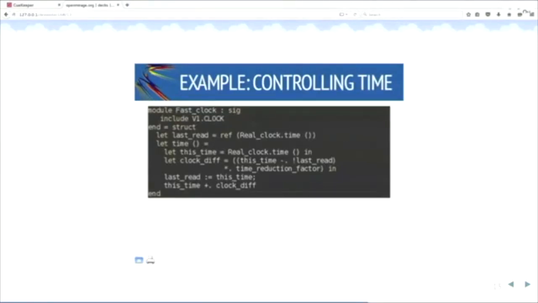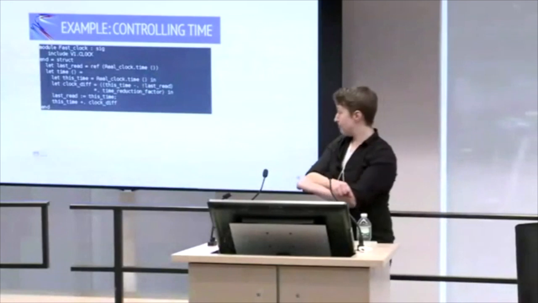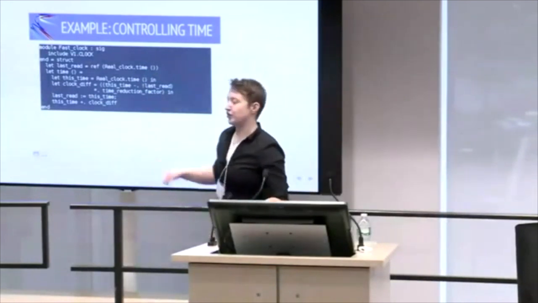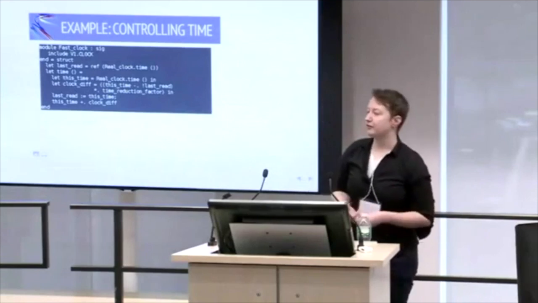Here's a slightly more interesting example that uses a little bit of gross OCaml code. Those of you who don't like global state, sorry, global state. So all this is an implementation of the clock module type that we have in Mirage, which basically just wraps the actual clock that we might get from the hypervisor and says, okay, every time I'm called, I'm going to remember what time it was last time I was called. And I'm going to accelerate the amount of time between the last time I was called and now by some constant. In this case, it's time reduction factor. So basically, this is a clock that's going to run real fast.